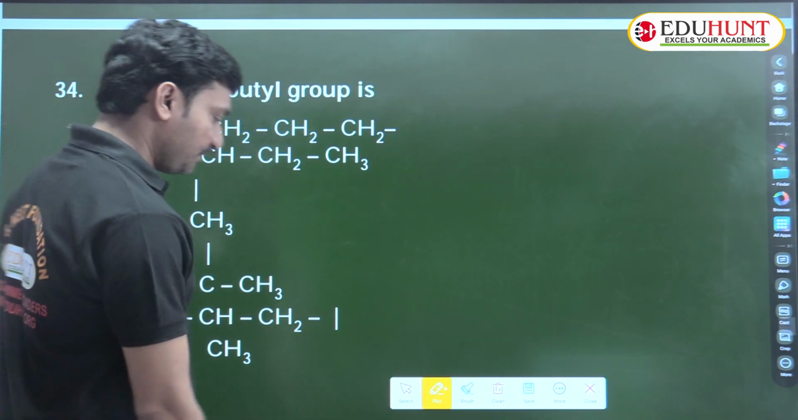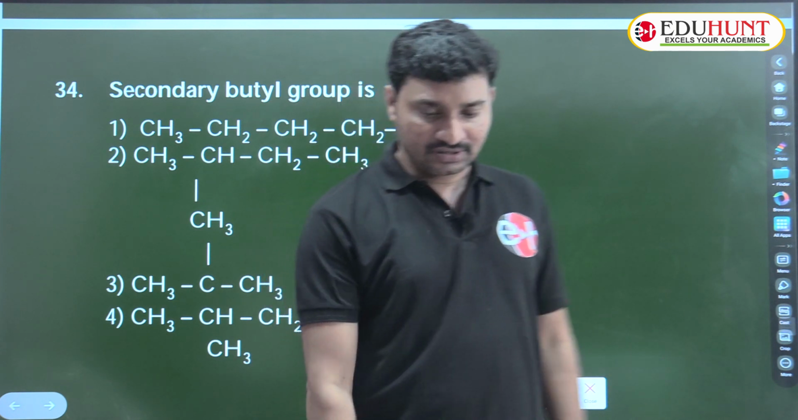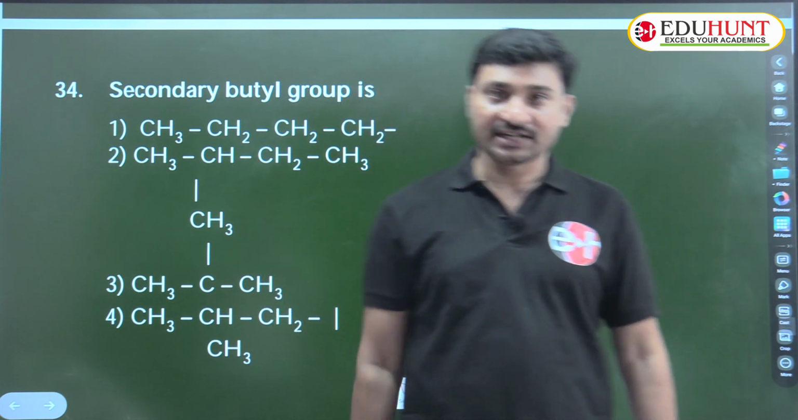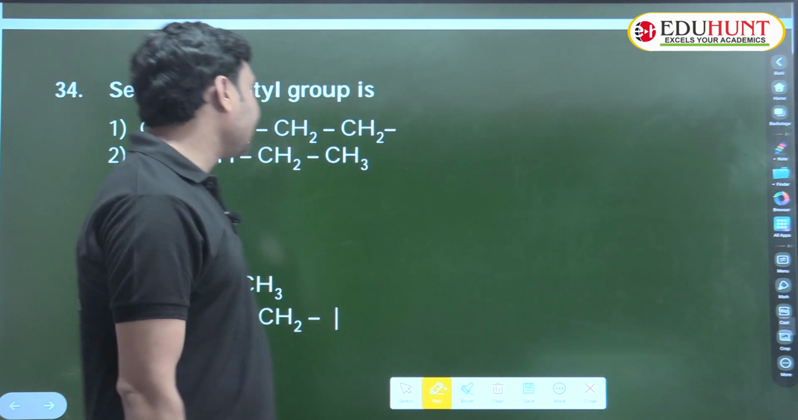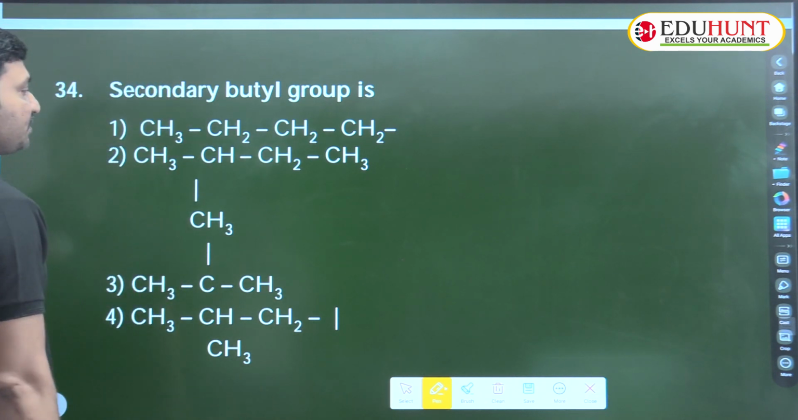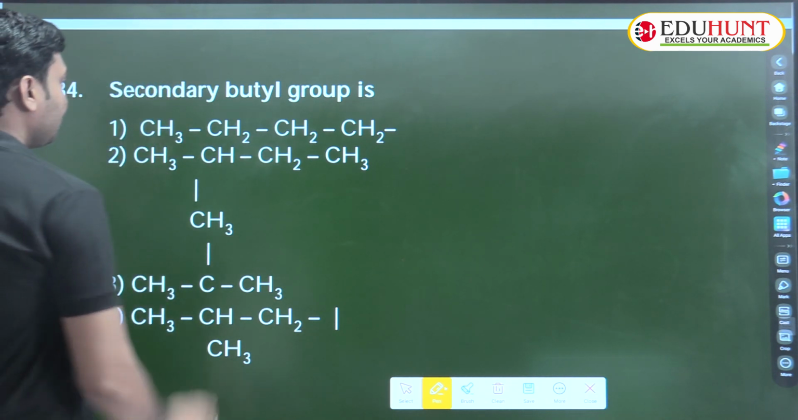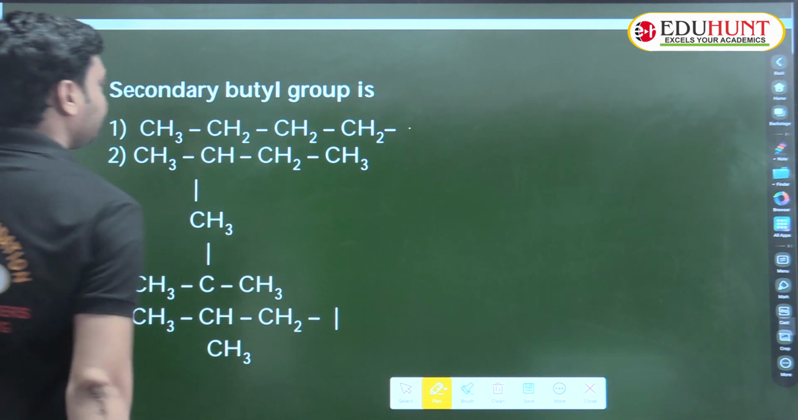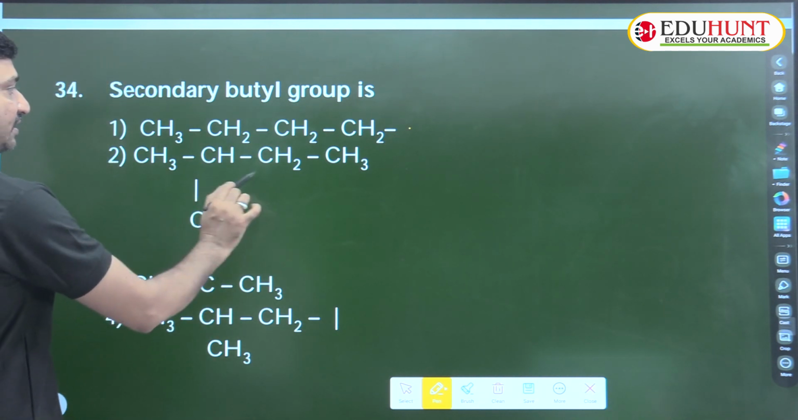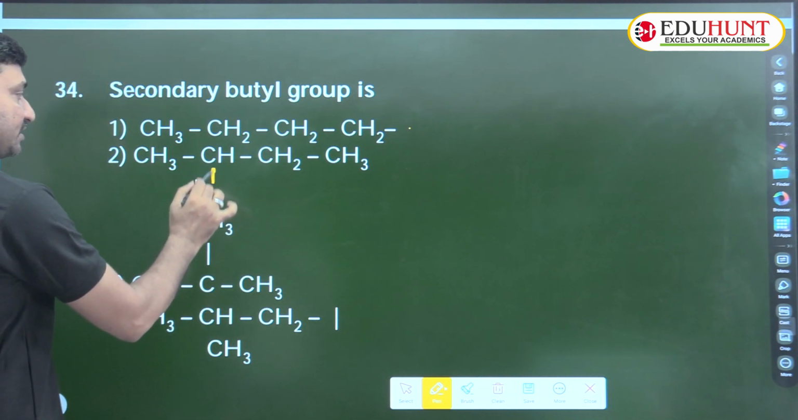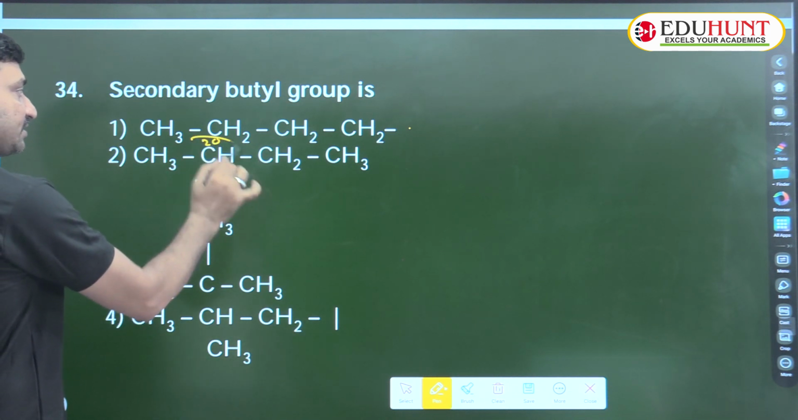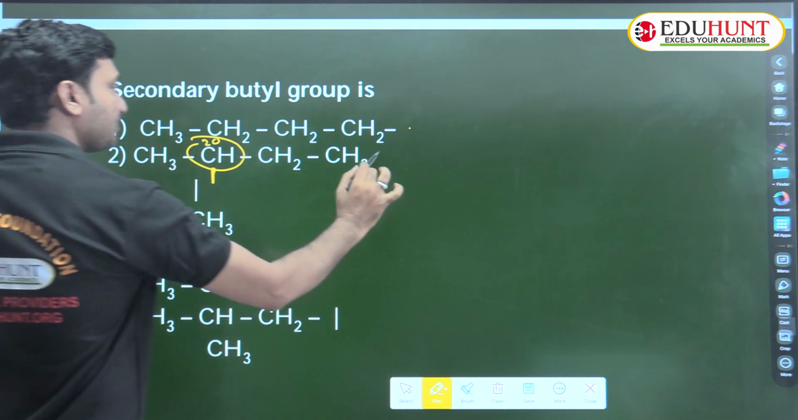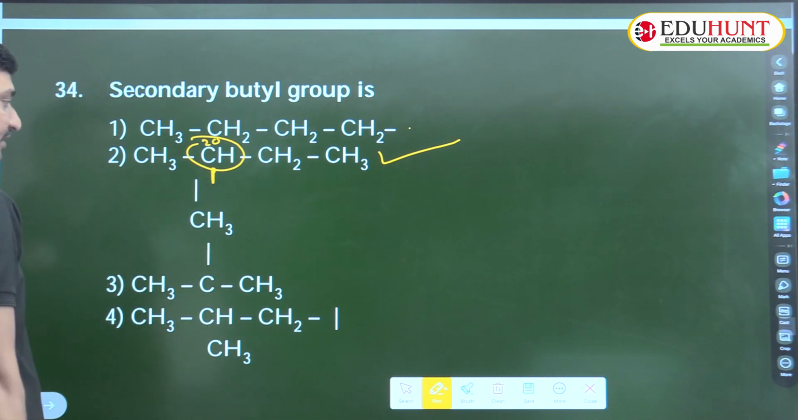Secondary butyl group. Secondary butyl means a hydrogen removed from a secondary carbon atom, right? And there are 4 carbon atoms. Which one is the secondary butyl group? This is N-butyl. And this one is secondary butyl. Here the bond is there. This is a secondary carbon, right? 4 carbon atoms. So this is secondary butyl, right?